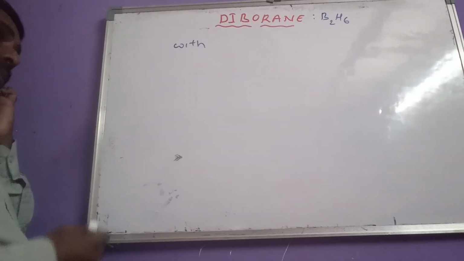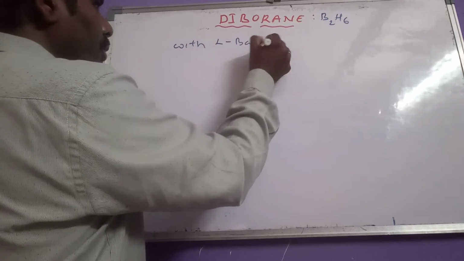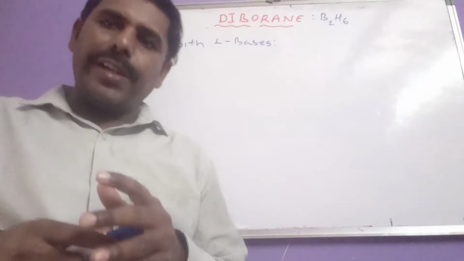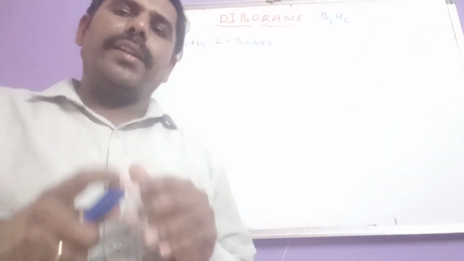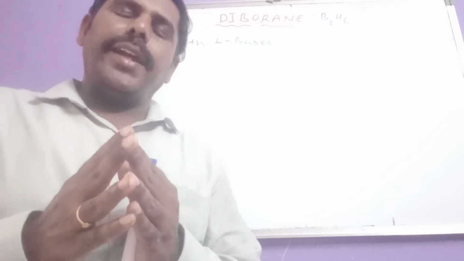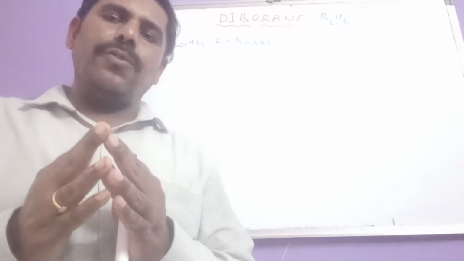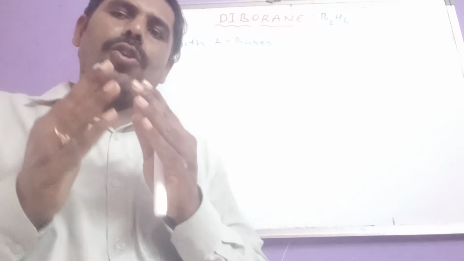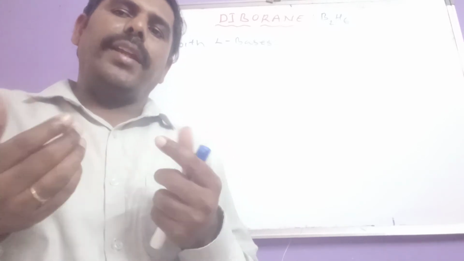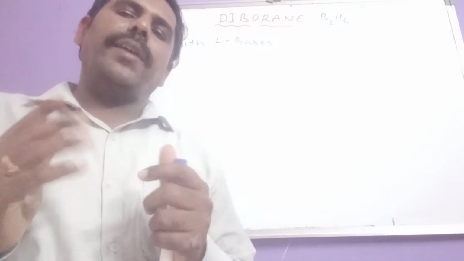Okay, then after that, reaction with Lewis bases. As diborane is an electron deficient compound, it reacts with Lewis bases. But in this reaction, two different types are there. First one is homolytic cleavage of diborane, and in the second case heterolytic cleavage of diborane.